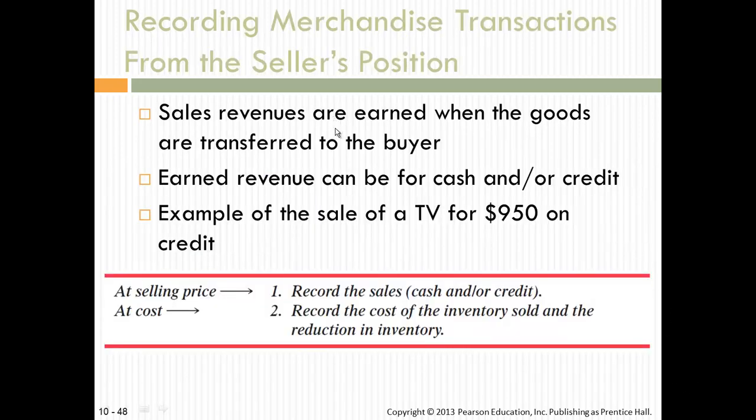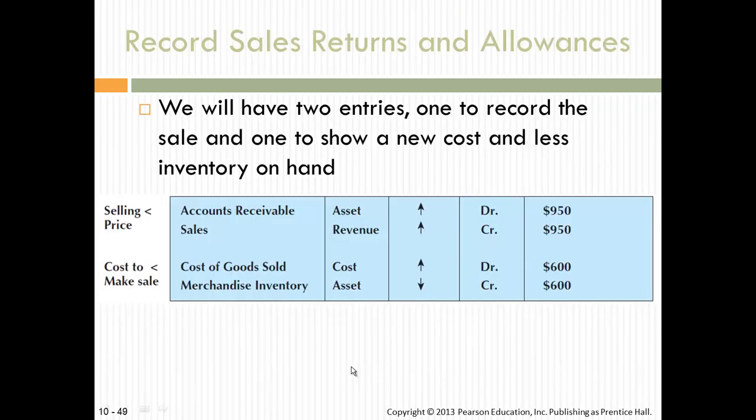Recording merchandise transactions from the seller's position, sales revenues are earned when the goods are transferred to the buyer. So you earn revenue that can be for cash and or credit. And here's an example of the sale of the TV for $950 on credit. You record the sales, and then you record the cost of inventory sold and the reduction in inventory. So for every sale transaction, there's actually 2 transactions going on in your books.